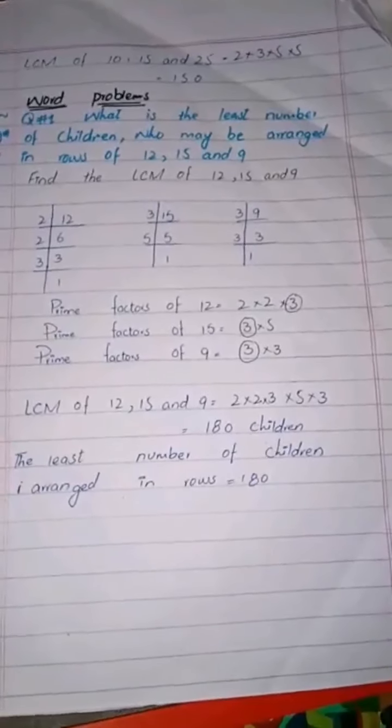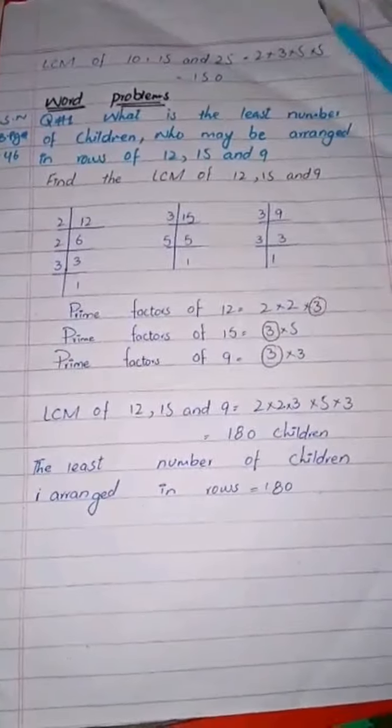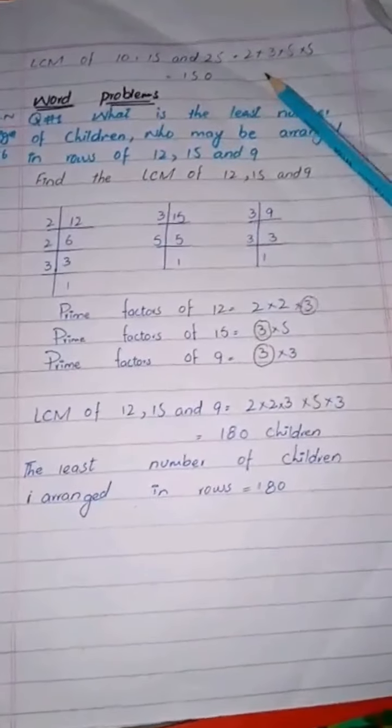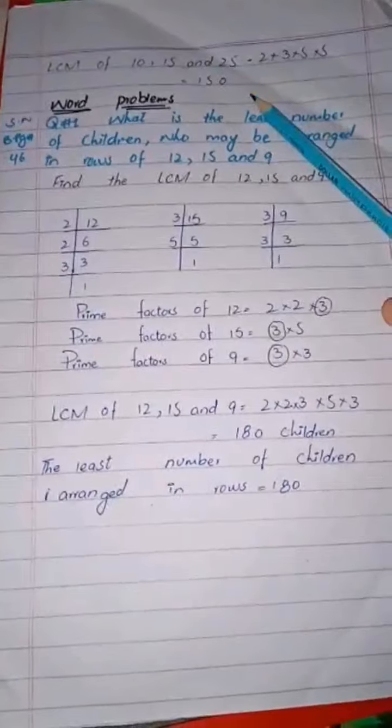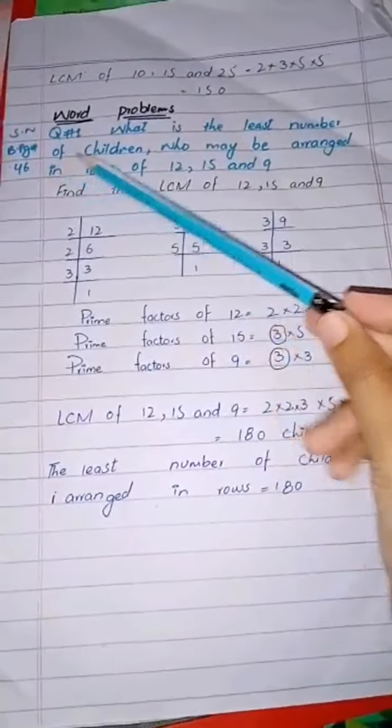LCM of 10, 15 and 25 is 2 multiplied by 3 multiplied by 5 multiplied by 5. Okay, 2 3s are 6, 6 5s are 30, 30 5s are 150. Now start the word problems. Serial number book page number 46.